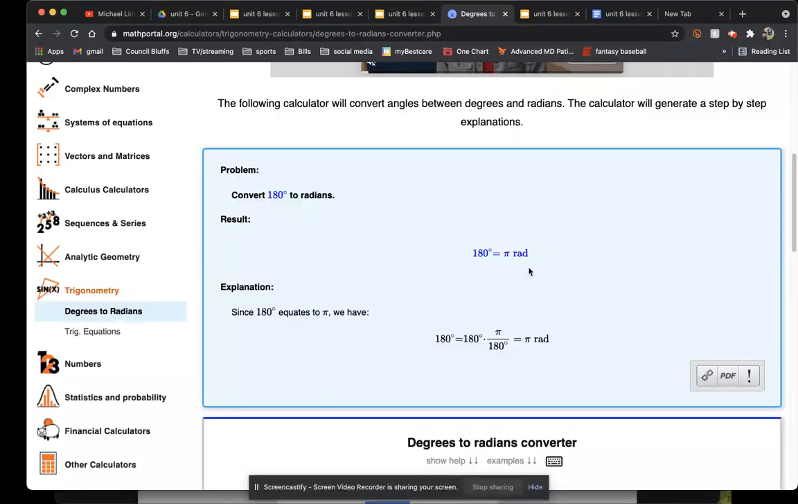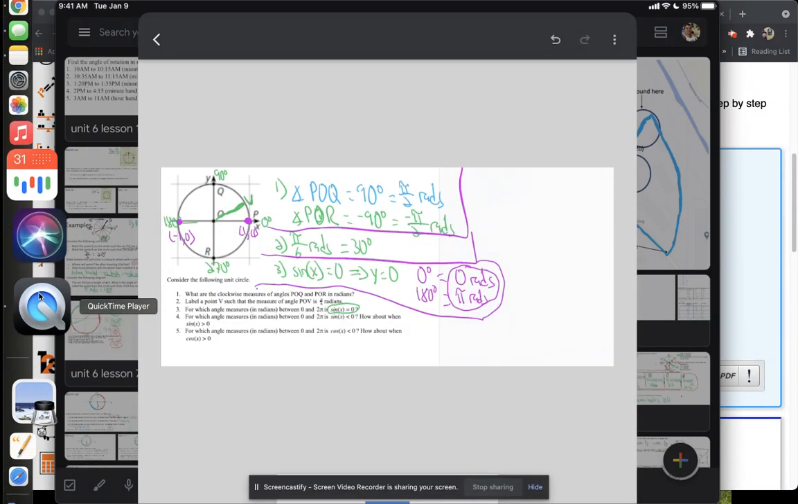Okay. Number 4, for which angle measurements between 0 and 2 pi is sine of x less than 0? How about when sine of x is greater than 0?